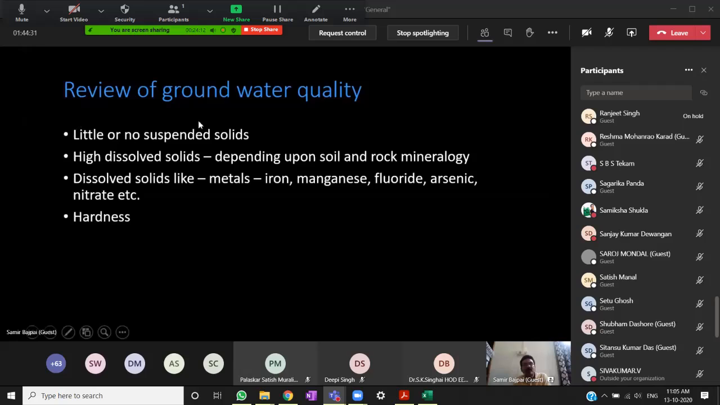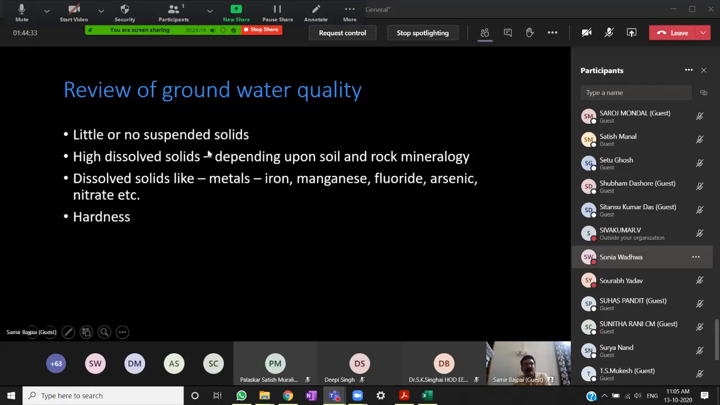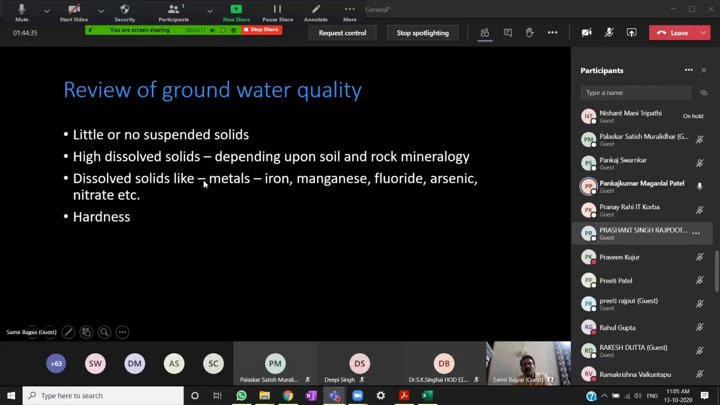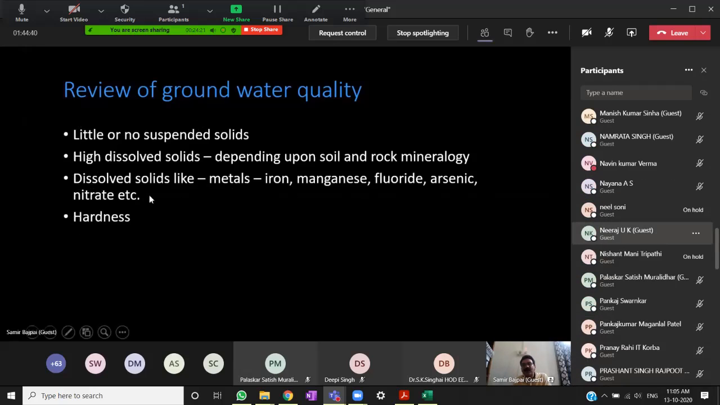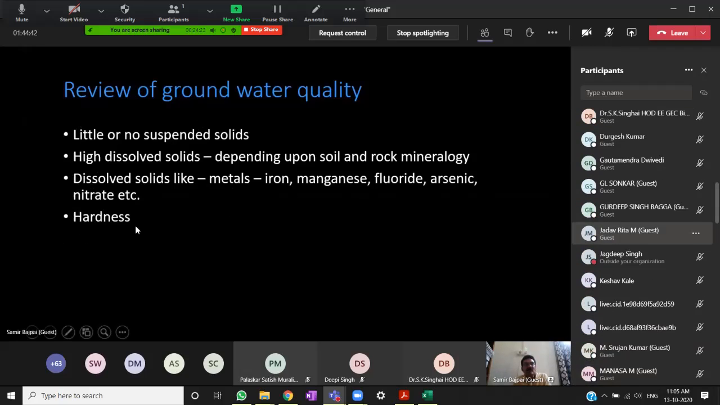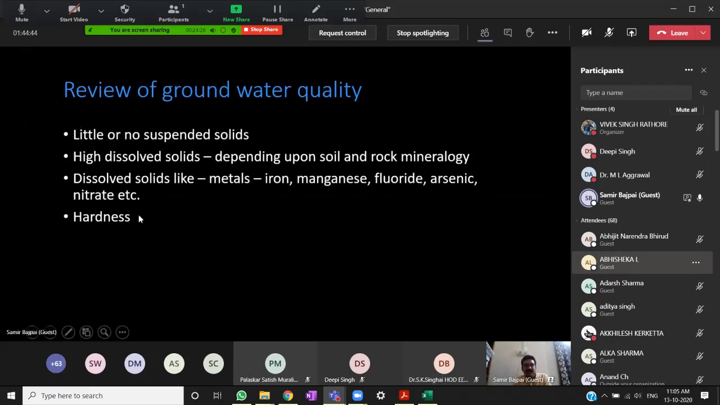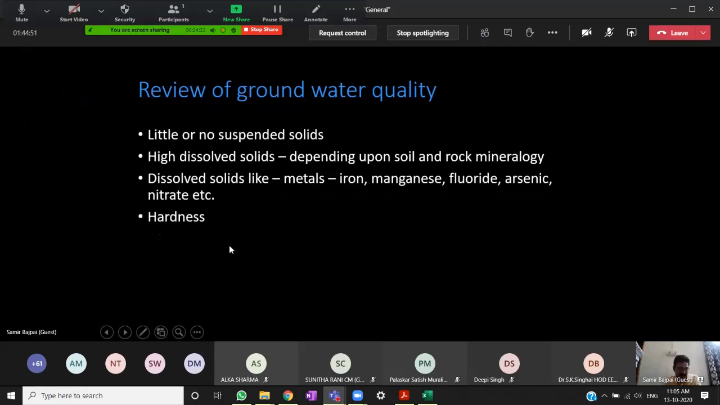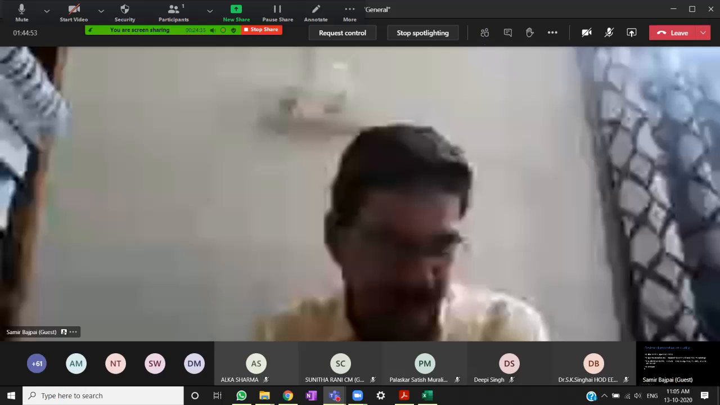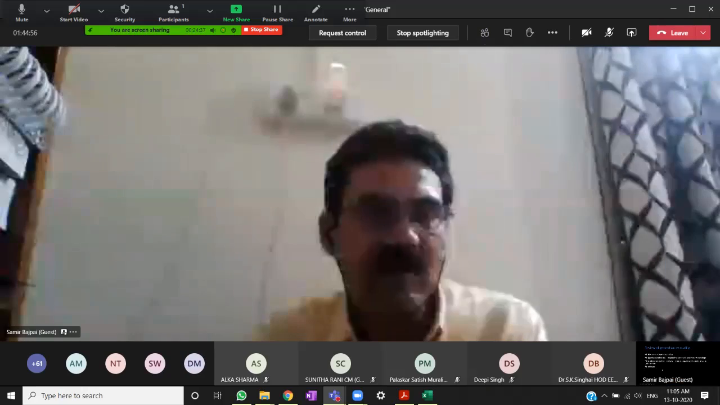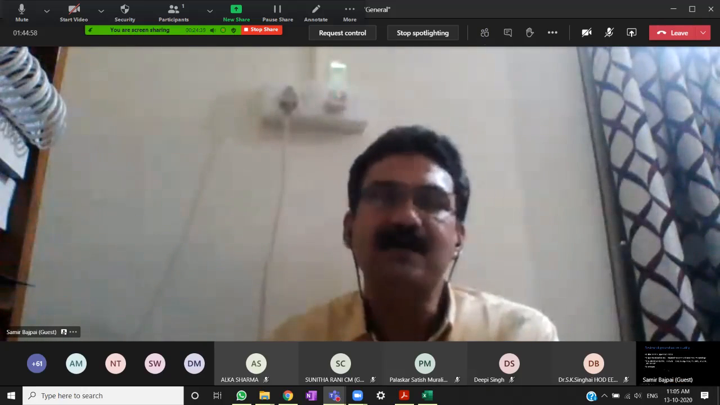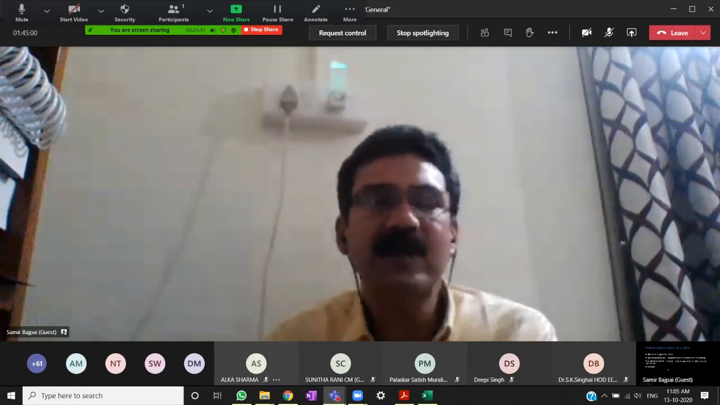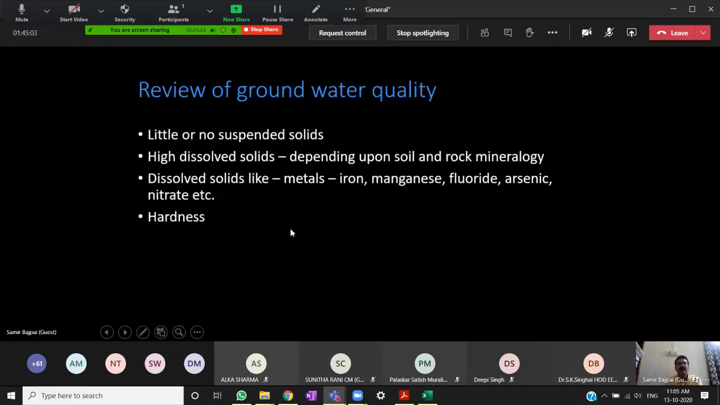Water will have little suspended solids. It has a lot of dissolved solids. So a lot of constituents like iron, manganese, fluoride, arsenic, nitrate, etc., may be dissolved. And water may have a lot of calcium and magnesium causing hardness if water is flowing through what is known as limestone formation. In Chhattisgarh plains, we have a lot of limestone formation, so we have a lot of water which has hardness. A lot of groundwater sources typically have hardness in our area.